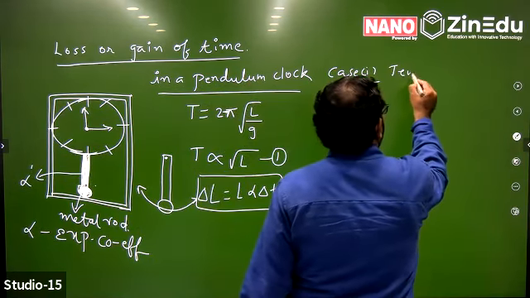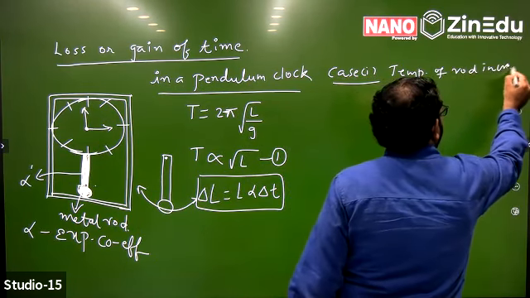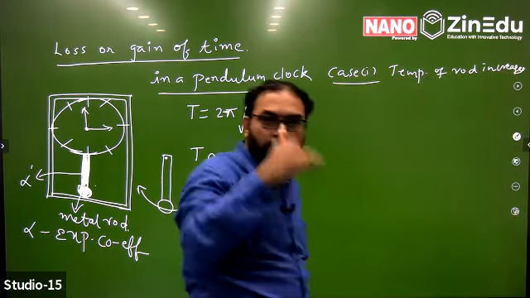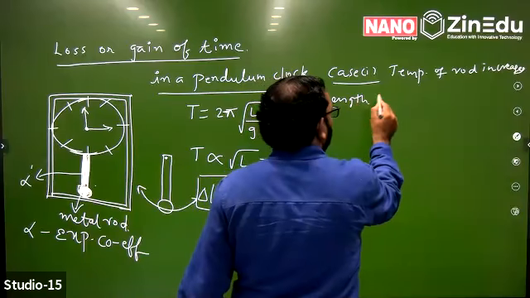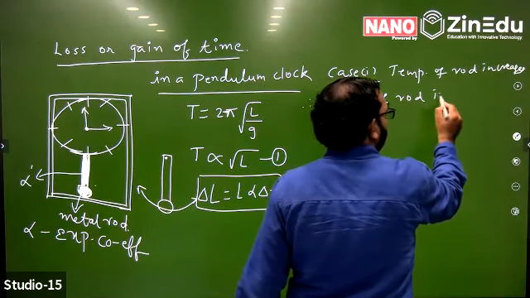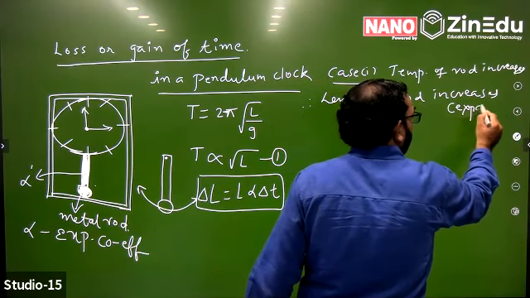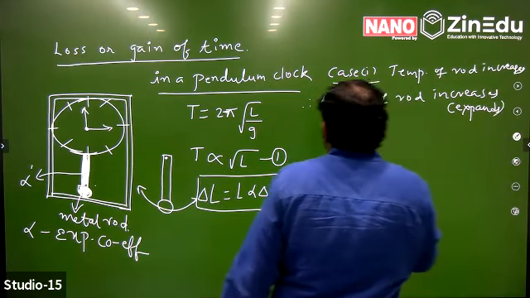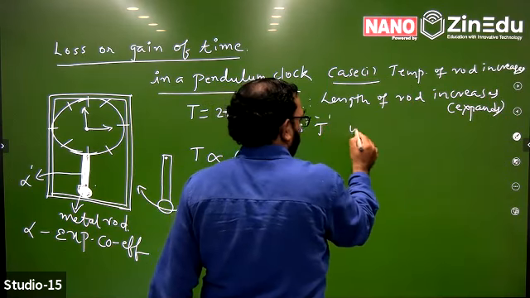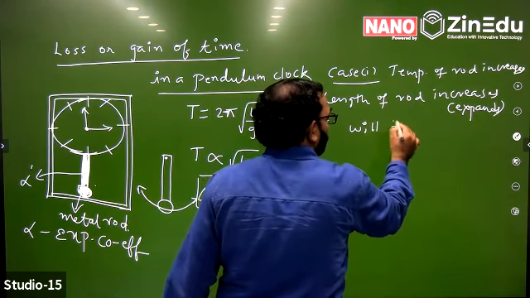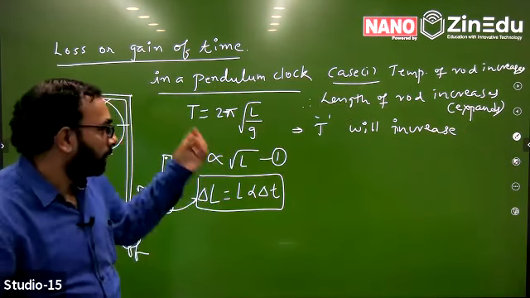The temperature of the rod increases, and therefore the length of the rod increases. Means what? The rod expands. Linear expansion. Then what happens? That implies the time period of the rod will increase. This is the key point. The time period will increase.